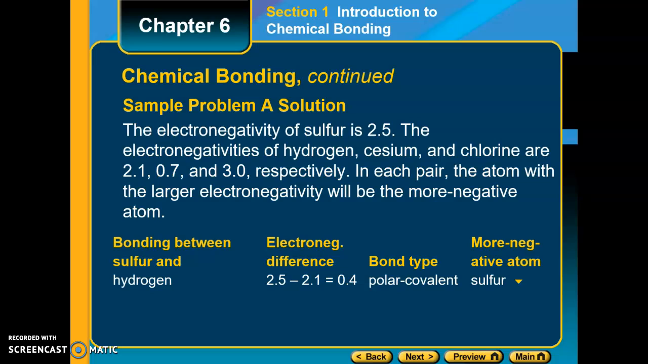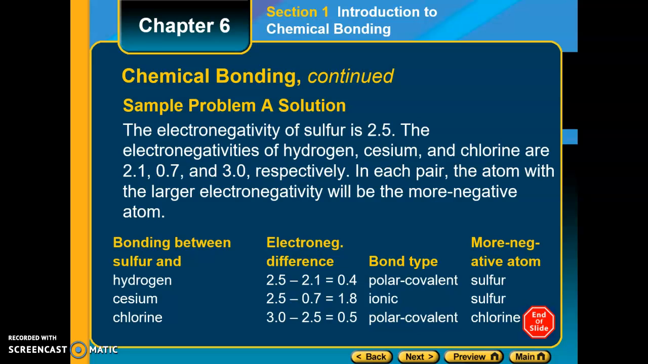We can figure out the kind of bond that it's going to form by doing the subtraction. So we take our larger minus our smaller, so we always have a positive answer. 2.5 minus 2.1 is 0.4, so slightly above that 0.3 cutoff, so that is a polar covalent bond. Cesium would be 2.5 minus 0.7 or 1.8 electronegativity difference, which is going to be an ionic bond, and chlorine, which would be 3.0 minus the 2.5, which is a 0.5. So chlorine bonding with sulfur would also be a polar covalent bond. It's very straightforward, very simple.